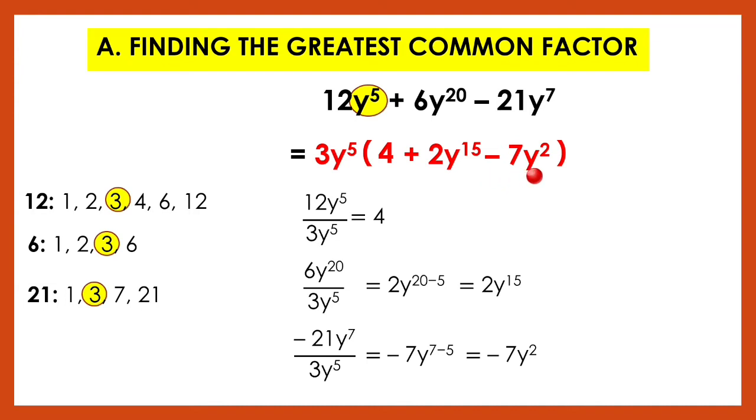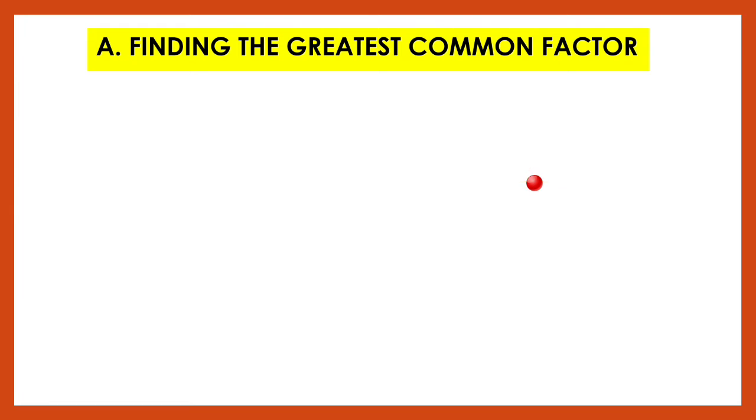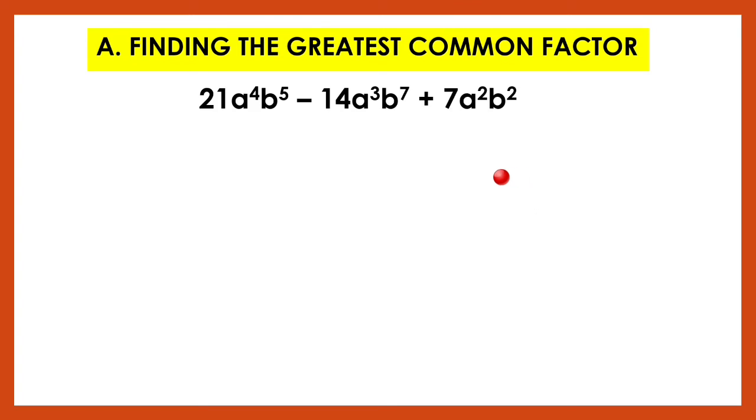Negative 7y squared. Therefore, the factors of 12y raised to 5 plus 6y raised to 20 minus 21y raised to 7 is 3y raised to 5 times 4 plus 2y raised to 15 minus 7y squared. Okay, so ganun lang kadali maghanap ng factors by finding the greatest common factor. Okay, another example by finding the greatest common factor.